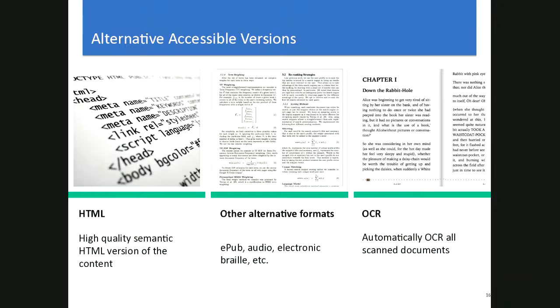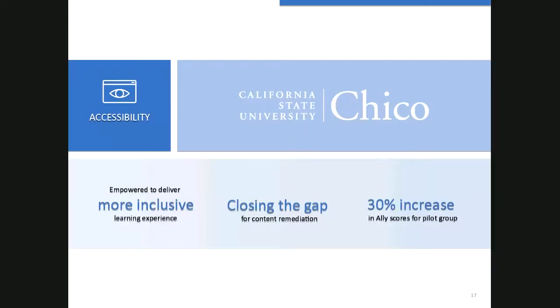When it creates those alternative versions, it's creating that semantic HTML version, an EPUB version, audio version, and electronic braille version. Scanned documents are also getting those alternative formats, and will also get an OCR version. So all of those are available for students immediately. And we'll see the workflow of how faculty actually go through the process in just a second.